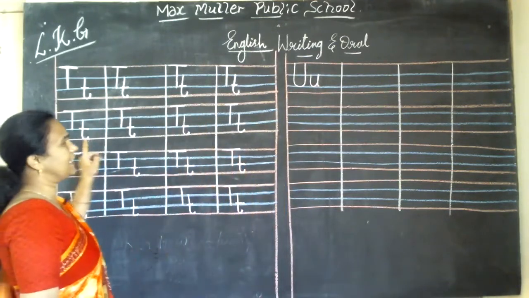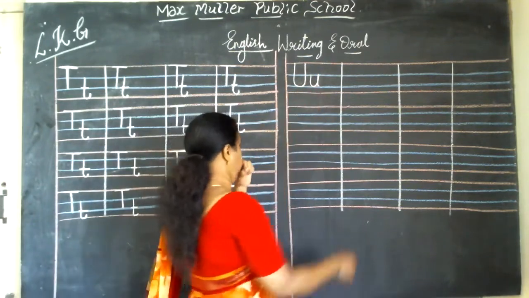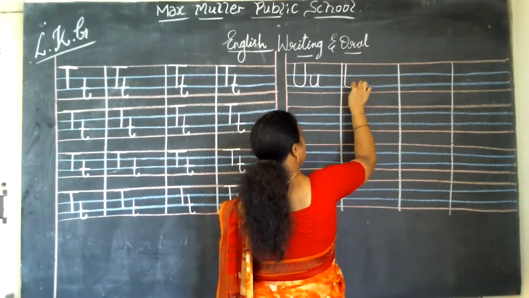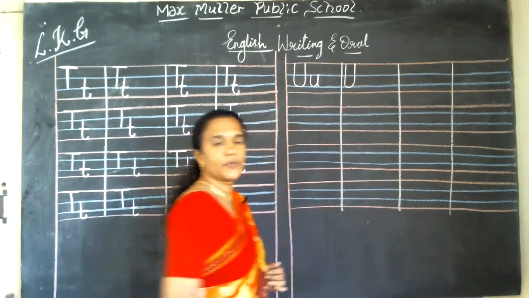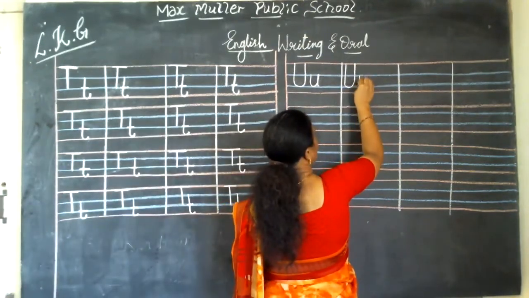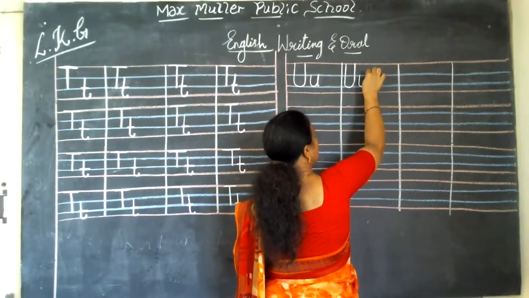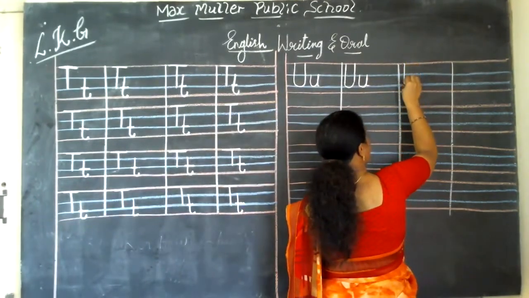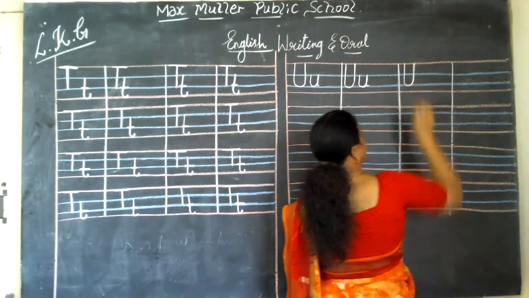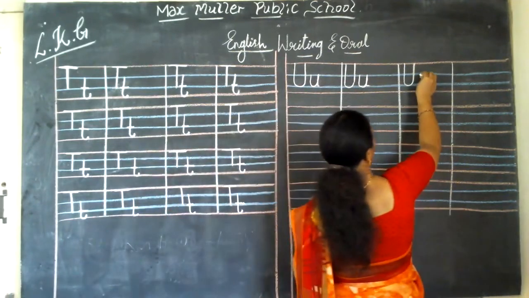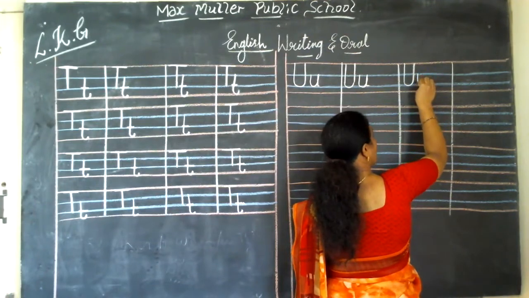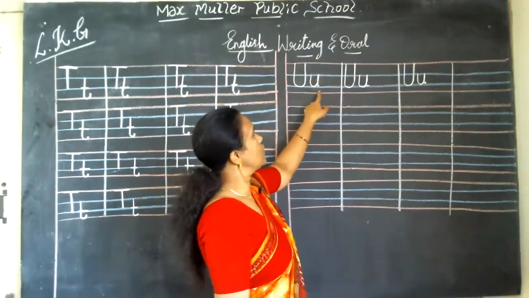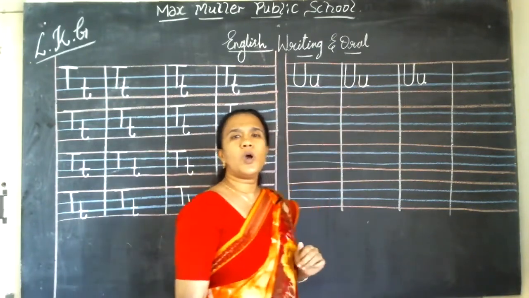Capital T, small t. Capital U, small u. Again, touch to the red line, to the blue line, take a curve, go up. Okay. Capital U, small u, touch to the blue line, next blue line, go up, again, come down, small u. Again, touch to the red line, to the blue line, and go up. Again, touch to the red line. Again, small u, touch the blue line, and the next blue line, and write small u. Capital U, small u.